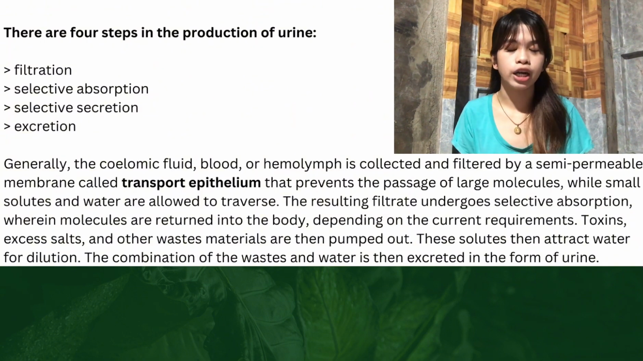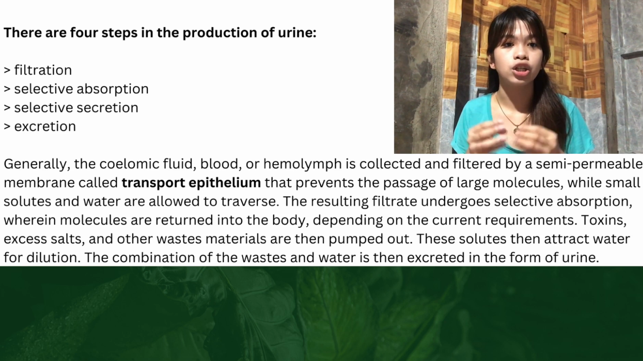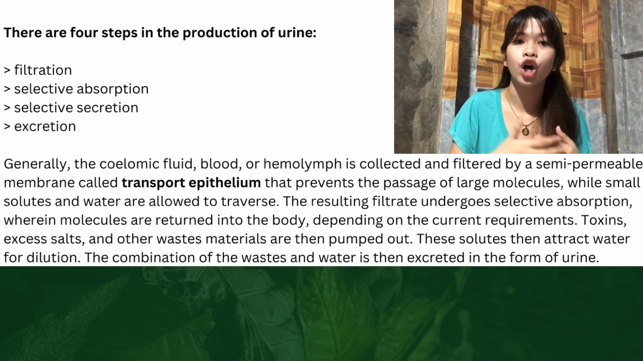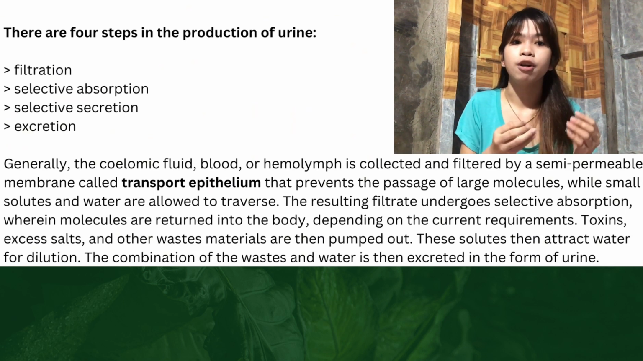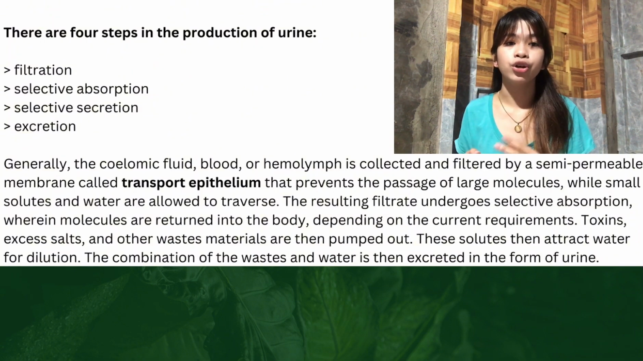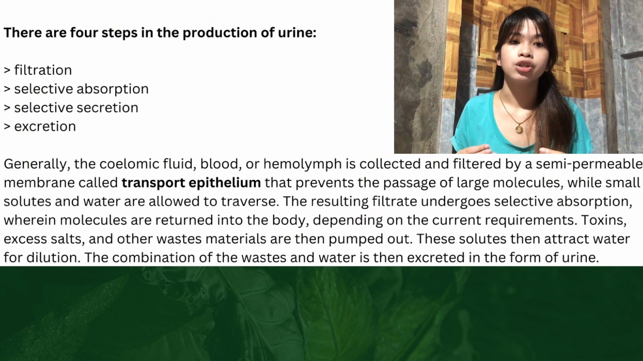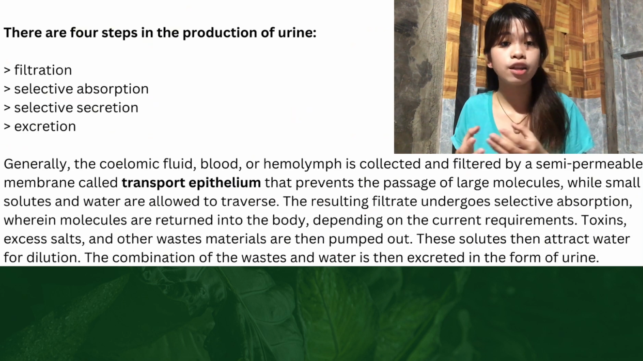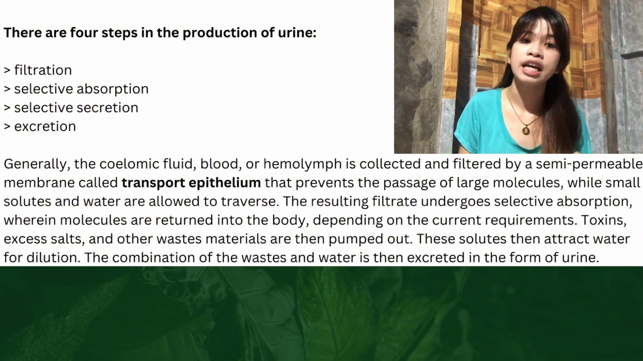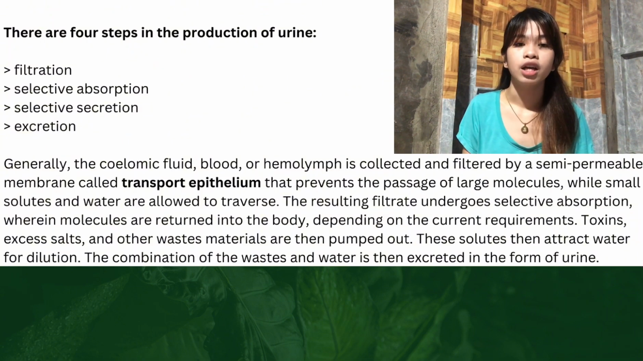During selective secretion, substances such as sodium, potassium, calcium, chloride, and bicarbonate are actively reabsorbed from the glomerular filtrate. At the same time, other substances such as urea, creatinine, and uric acid are actively secreted into the filtrate. This process of selective secretion helps to maintain the balance of electrolytes and other substances in the blood.